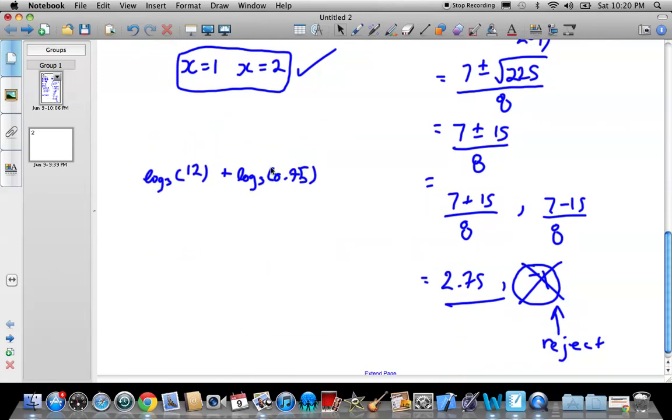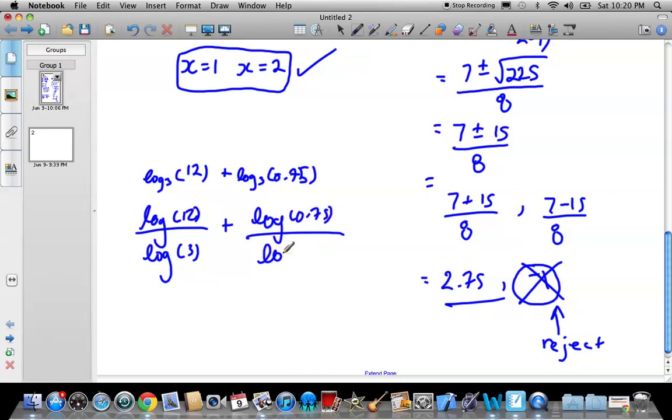If I want to find the value of this, I can't do log base 3 on my calculator, but I can do log base 10. So I'm going to convert all this in terms of log base 10. If you remember the formula, it's log of 12 divided by log of 3, plus log of 0.75 divided by log of 3. So it's basically log of whatever divided by log of the base. Then you can just take your calculator out and compute it.